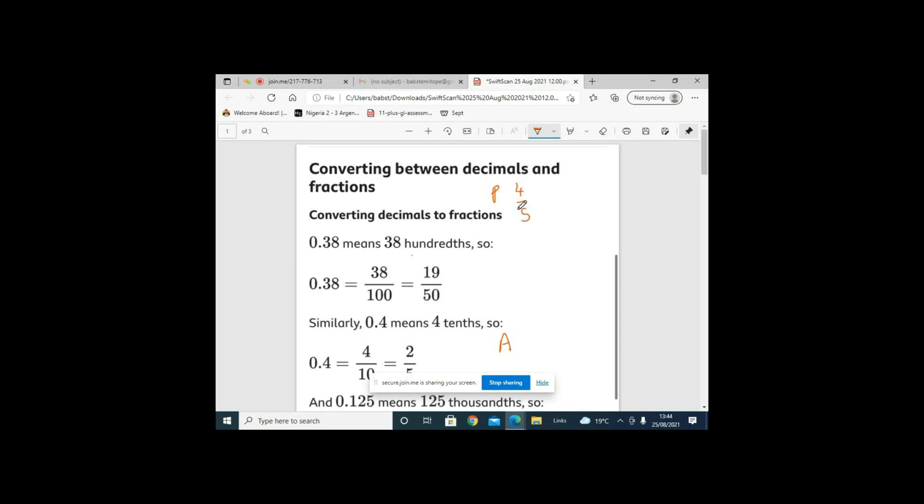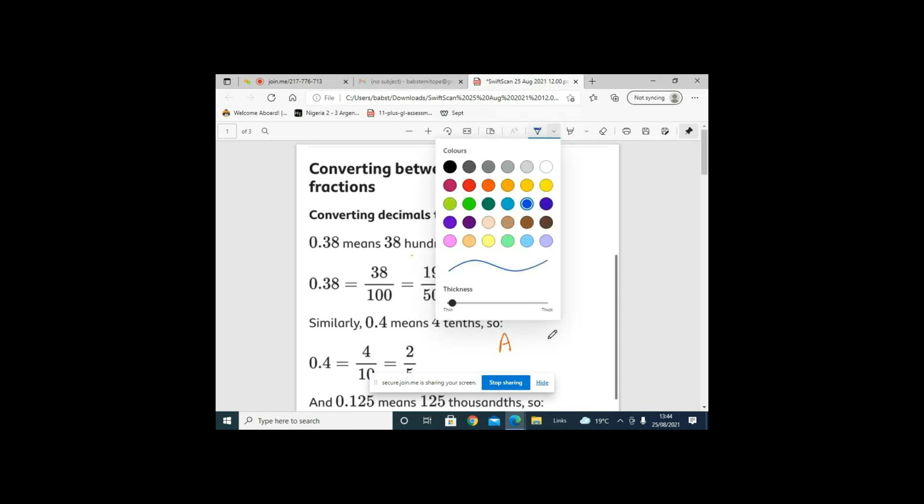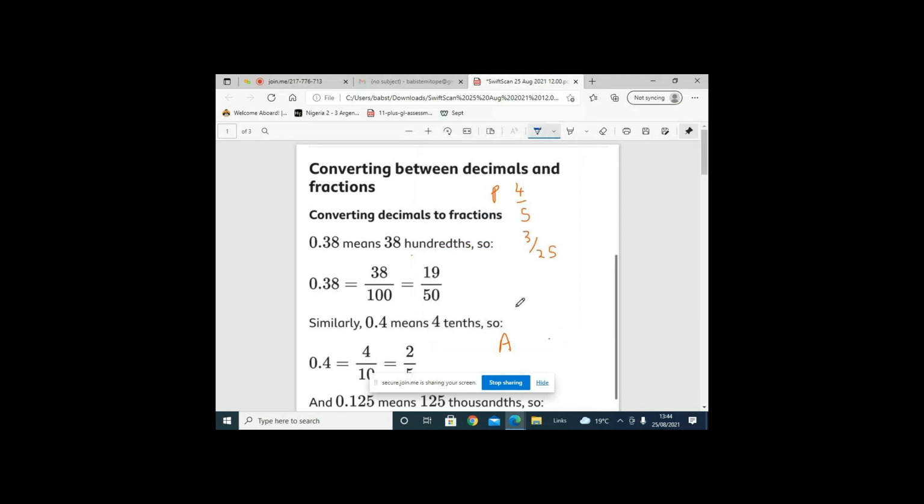4/5, we change it to a percentage, and 3/25 to a percentage. And the other should do a different color, 12/25, and she should also do 17/20. So can you do those ones now? Change those fractions to percentages.